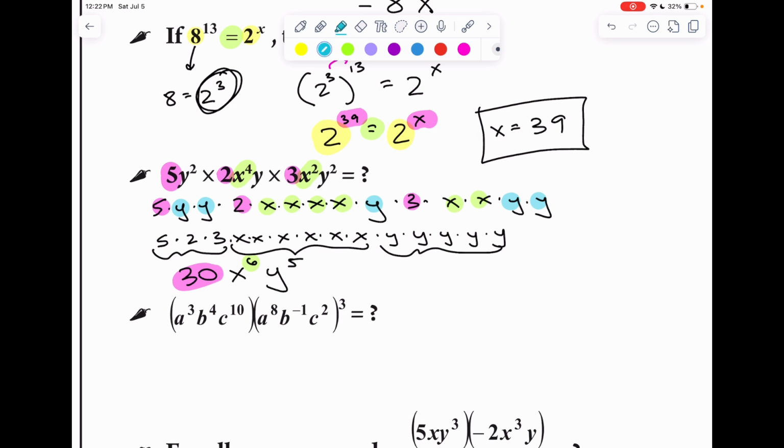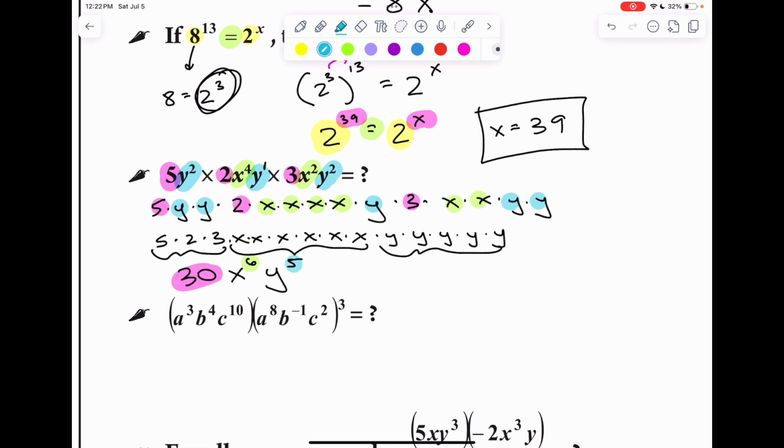And here we have y to the 2nd power and y to the 1st power. Remember, we have it to the 1st power there if it's not written. And then we have y to the 2nd power, 2 plus 1 plus 2. Well, that gives us 5.